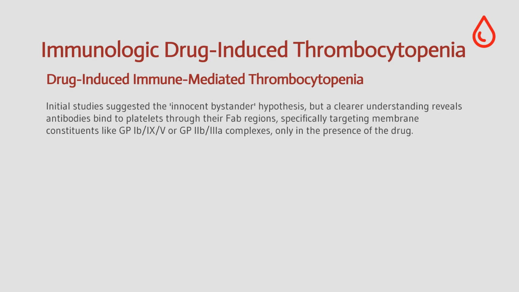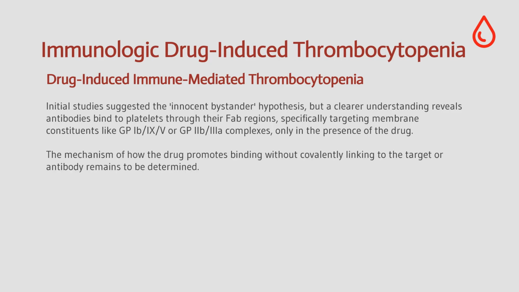Initial studies suggested the innocent bystander hypothesis, but a clearer understanding reveals antibodies bind to platelets through their Fab regions, specifically targeting membrane constituents like GPIb/IX/V or GPIIb/IIIa complexes, only in the presence of the drug. The mechanism of how the drug promotes binding without covalently linking to the target or antibody remains to be determined.